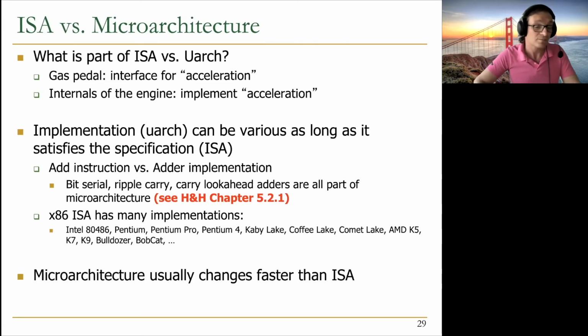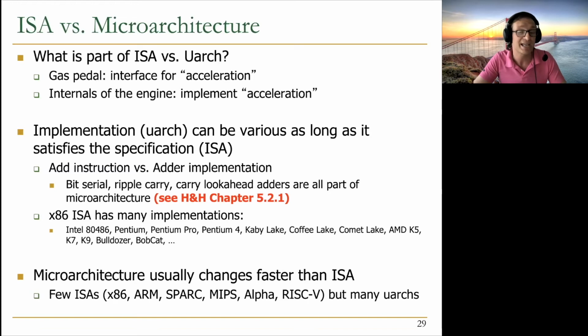And as I said earlier, microarchitecture usually changes faster than ISA because you can do things without notifying the programmer, since they don't need to change anything. Underneath, you can change the adder to become much faster. Nobody needs to know this. They don't need to rewrite their programs. As a result, microarchitectures are easier to implement and change, whereas changing the ISA is going to be a difficult task.